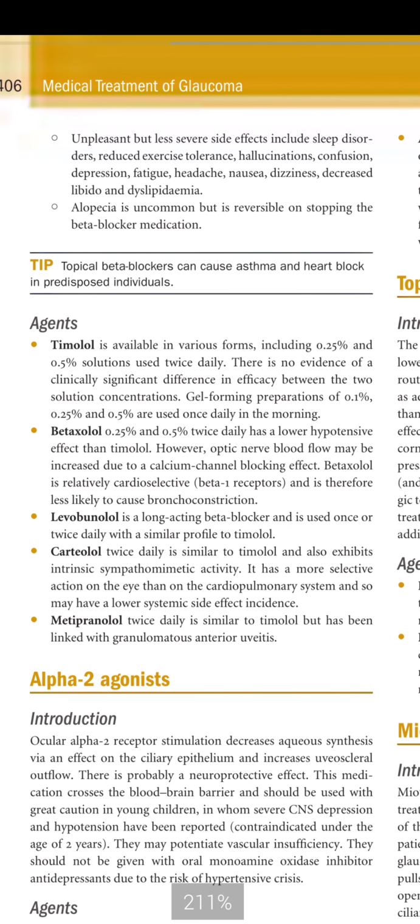Unpleasant but less severe side effects include sleep disorders, reduced exercise tolerance, hallucination, confusion, depression, fatigue, headache, nausea, dizziness, decreased libido, and dyslipidemia. So, with the beta blocker, there can be all of these problems, like confusion, fatigue, headache, nausea, and decreased libido. Alopecia is uncommon but is reversible on stopping the beta blocker medication. So alopecia can also occur with the beta blocker.